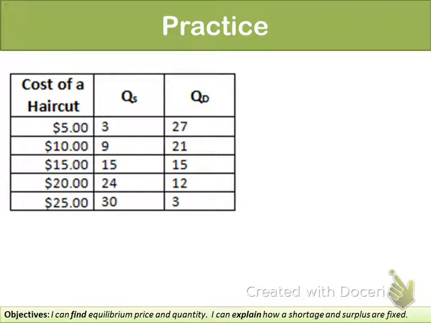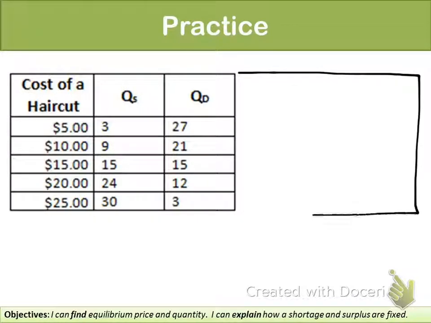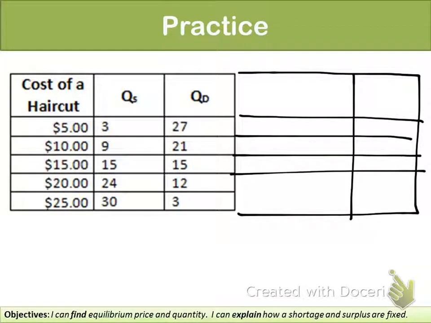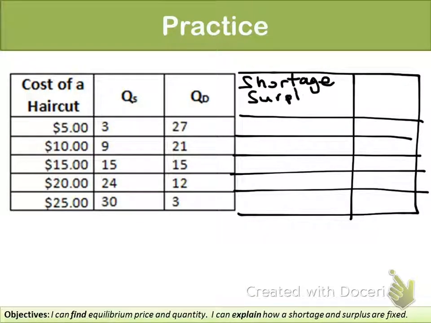The last thing that you can do is to, again on your do now, go to the table up on the top, and let's say that we extend it, and we create 2 new columns. Let's label this first column shortage, surplus, equilibrium. Let's write EQ. And the last column, write amount. If we look at the cost of a haircut for $5, the supply is only 3, the demand is 27. And so in that case, we have a shortage. And the amount would be 24.